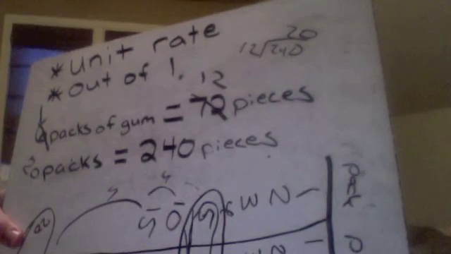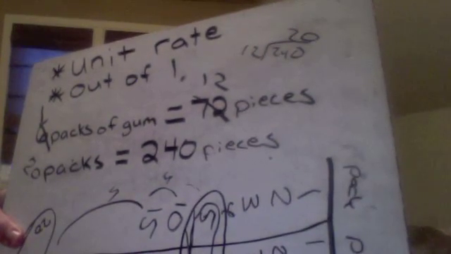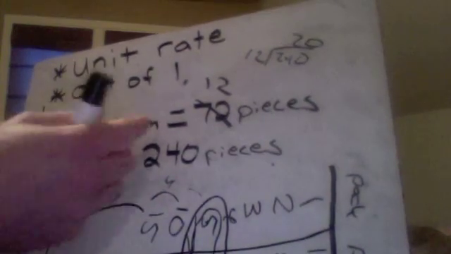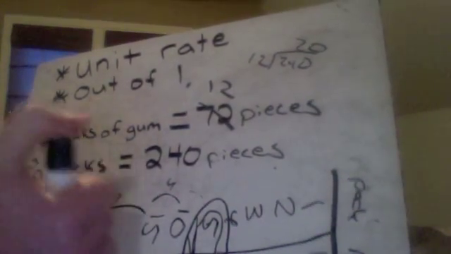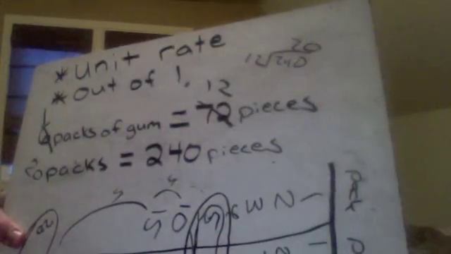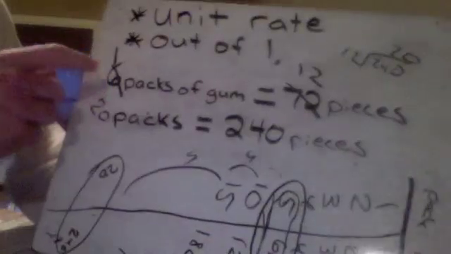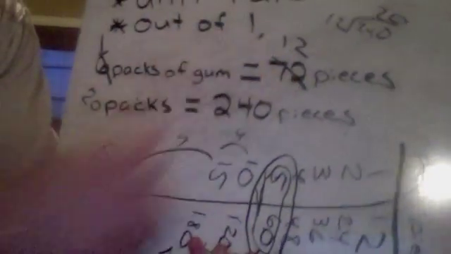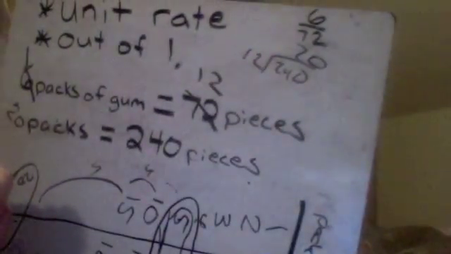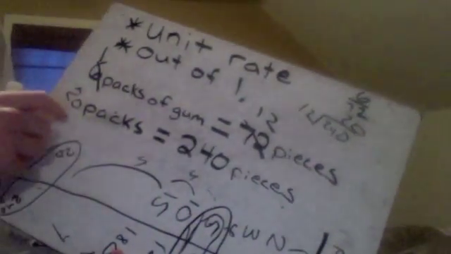The one other thing I want to show you, and I should have shown you in the other problems, is that if you have these ratios at the end and you divide the ratios, they should come out to be the same thing. Let me show you what I'm talking about. We started with 6 packs equals 72 pieces, so I'm just going to write this up in the corner, 6 over 72. And then we ended up with 20 packs equals 240.